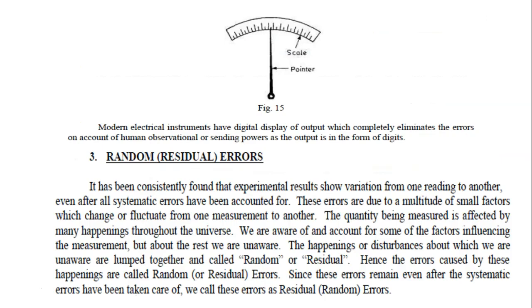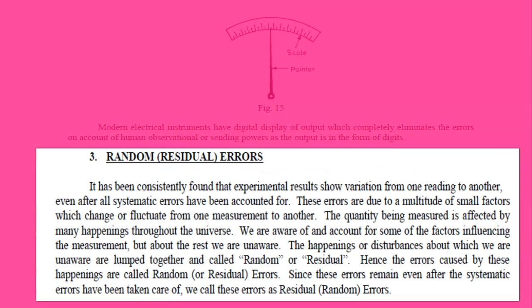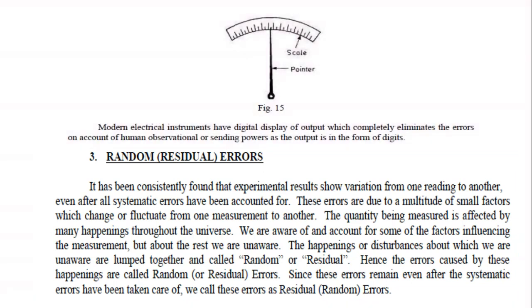The last error is random, also called residual error. All the errors we have seen so far are covered; other than that, if you have error, it is called random or residual error. Due to random reasons, or residual, meaning some unknown causes or many unknown causes all lumped together, it is called random or residual errors.